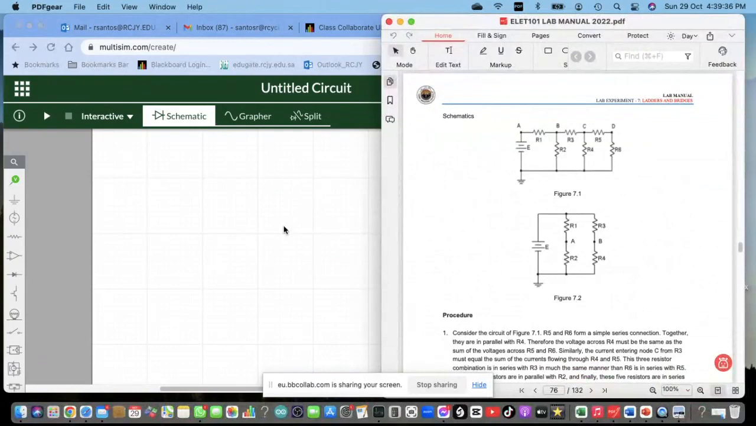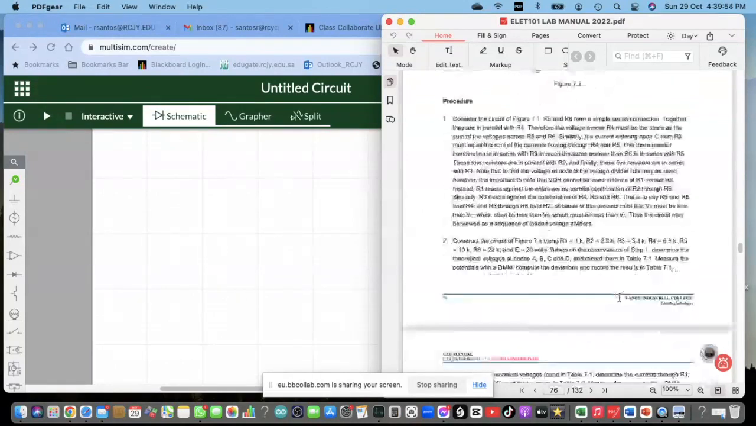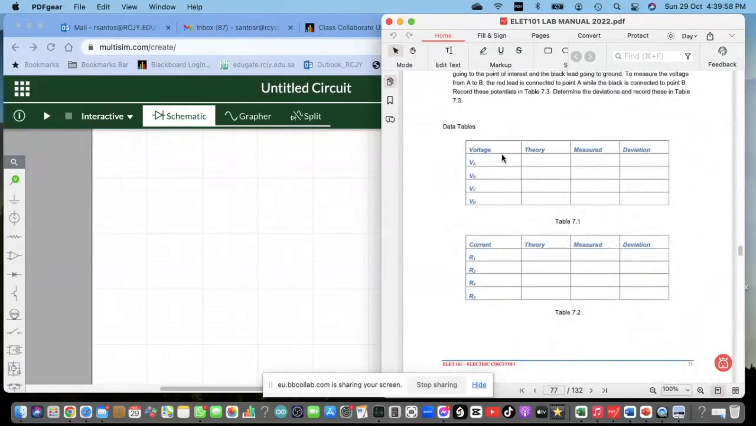Okay. So now we have here the lab manual. Remember, if you have your book with you, you'll find this circuit, figure 7.1 and figure 7.2. We have two circuits here that we need to experiment on. We also have tables. Table 7.1 should be completed using figure 7.1, and table 7.2 will be completed using figure 7.2 as well.